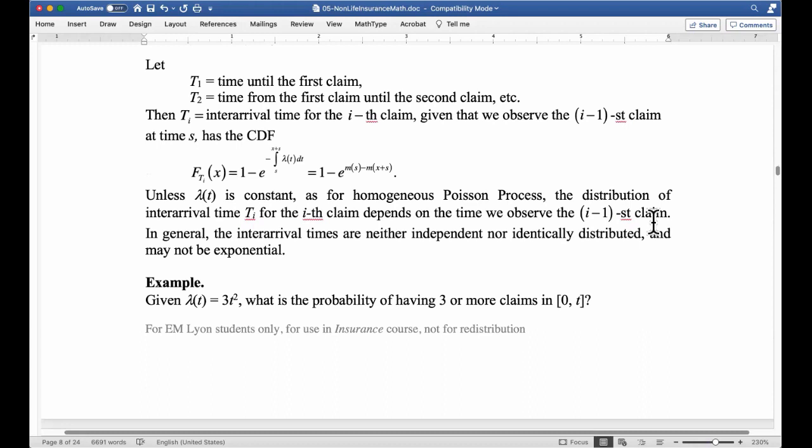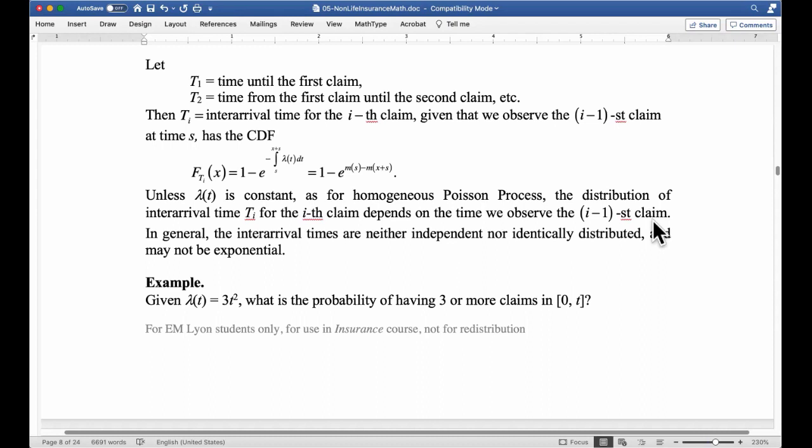Now let T1 be the time until the first claim, T2 be the time from the first claim until the second claim. Then Ti is the inter-arrival time for the ith claim, given that we observe the i minus first claim at time s, and it has the cumulative distribution function of this form. F sub Ti of x equals 1 minus e to the minus integral from s to x plus s of lambda of t dt, and that's 1 minus e to the m of s minus m of x plus s.